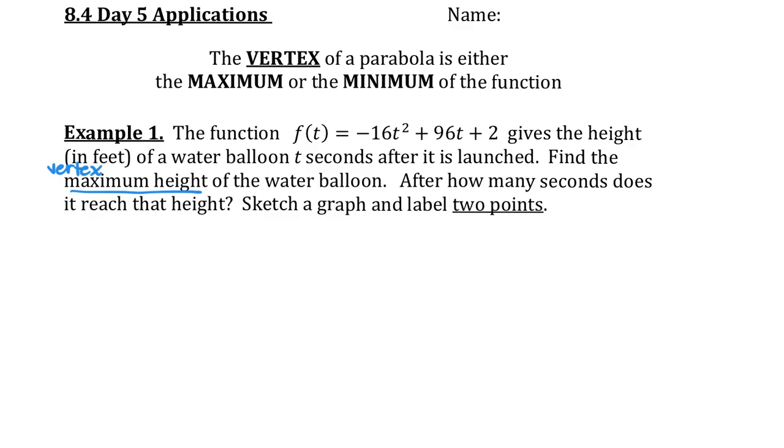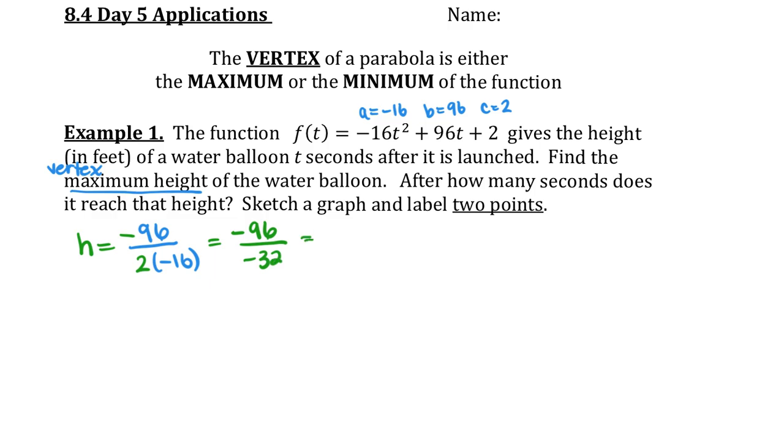It's in standard form, so we're going to do h equals negative b over 2a. Let's go back to the beginning. Even though it looks different, it's in standard form. So the a is negative 16, the b is 96, and the c is 2. So negative b over 2 times a. The numbers look big, but they often come out nicely. 2 times negative 16 is negative 32. Negative 96 divided by negative 32 is 3.